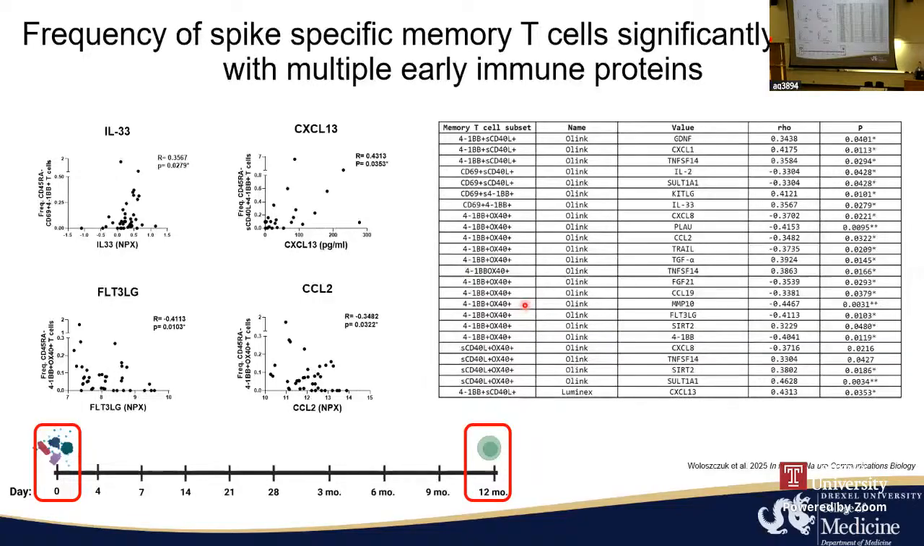So once again, we ran correlations with early immune proteins to see if any of them were positively or negatively correlated with memory T cell responses. This is a table showing all of the significant positive and negative correlations that we had. I would just like to point out that we're seeing a similar trend to our memory B cells, where we see pro-inflammatory cytokines such as IL-33, CXCL13, and CCL2. This one is negatively correlated and these two are positively correlated. However, we're also seeing a negative correlation with this FLT3 ligand, which I mentioned is important for DC maturation.